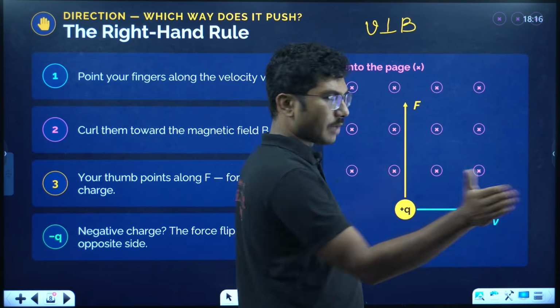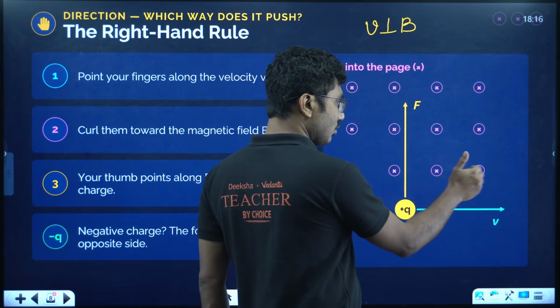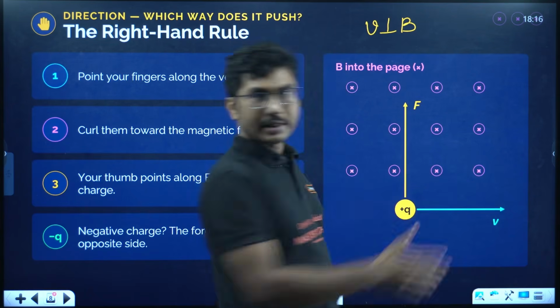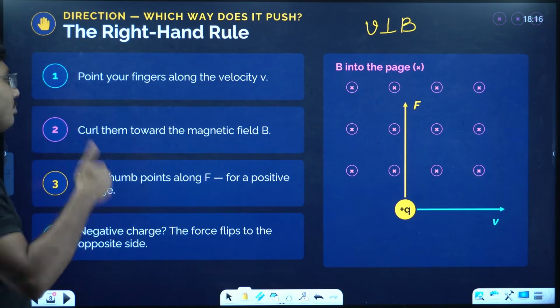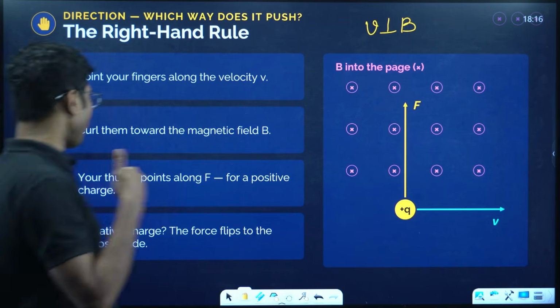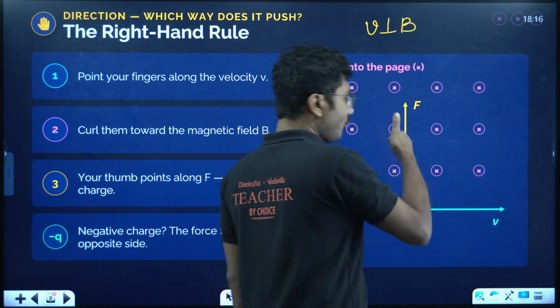The magnetic field is into the paper here, so I will curl my fingers towards the paper. If you curl them, your thumb points along F, the force, for a positive charge.